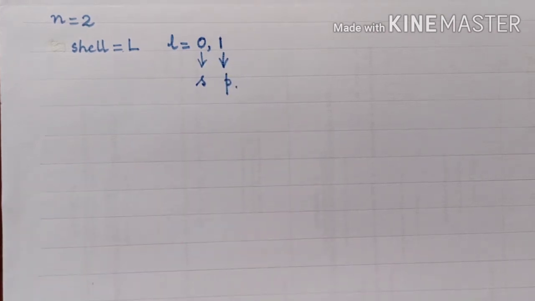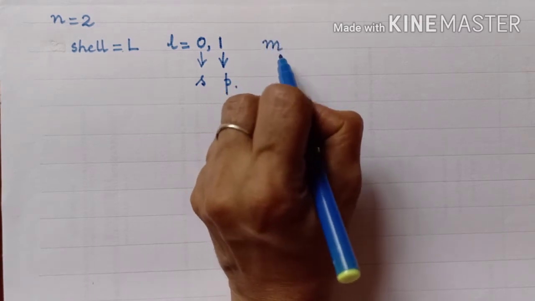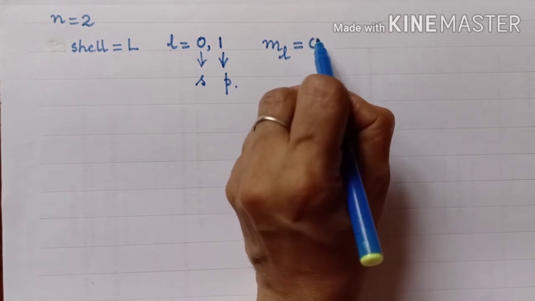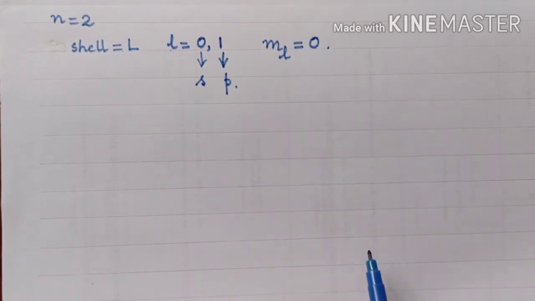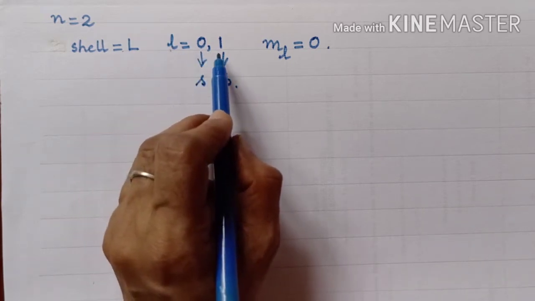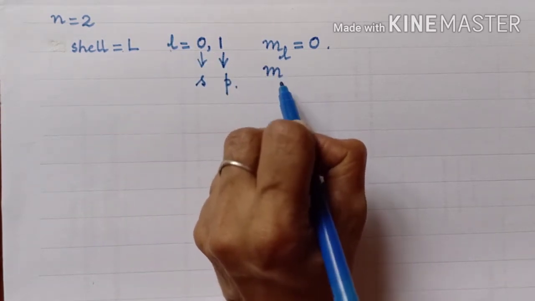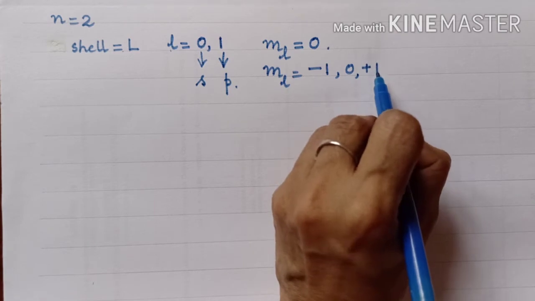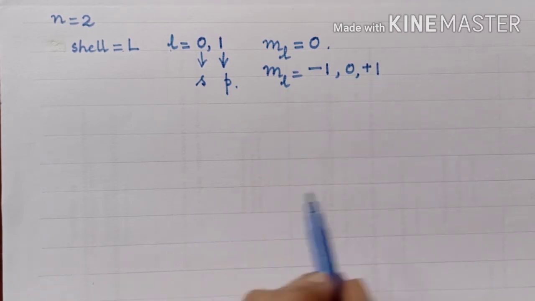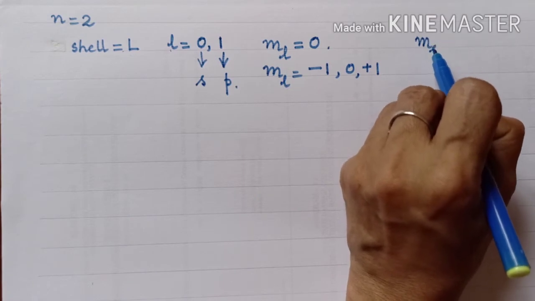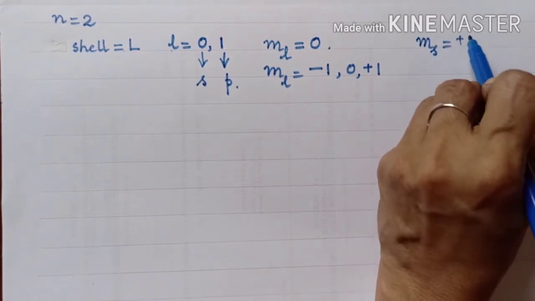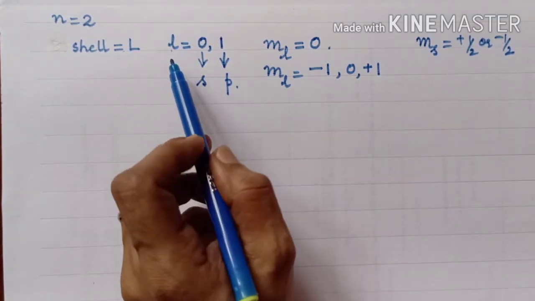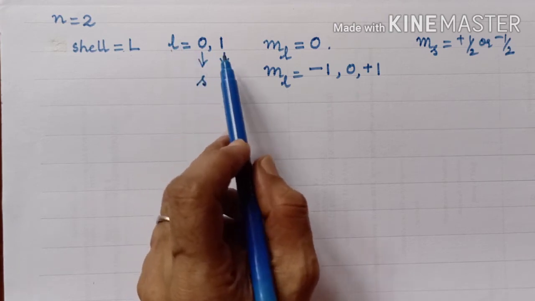Now we shall see what are the values for ML. If L value is 0, then ML can have only one value, that is ML is equal to 0. On the other hand, when L value is 1, we can have ML value starting from -1, 0, plus 1. Total of 3 different values. Now coming to MS value. MS value will be always plus half or negative half. So that is applicable to both L is equal to 0 or L is equal to 1.